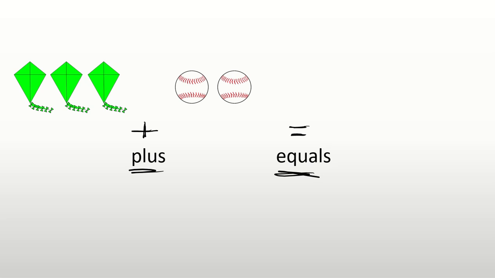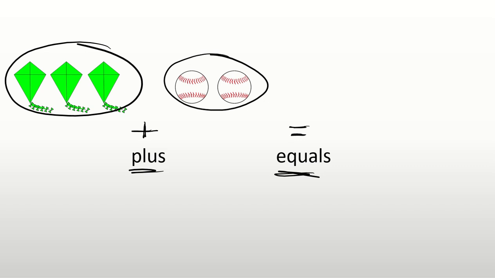So the first thing we have on the left side here are going to be kites, and we're going to be adding together with baseballs. Just a couple random items. But first, we have to try to solve it out. So what we have here is 3 kites, plus we're going to be adding 2 baseballs. I want you guys to think about what that would be. So count them all up.